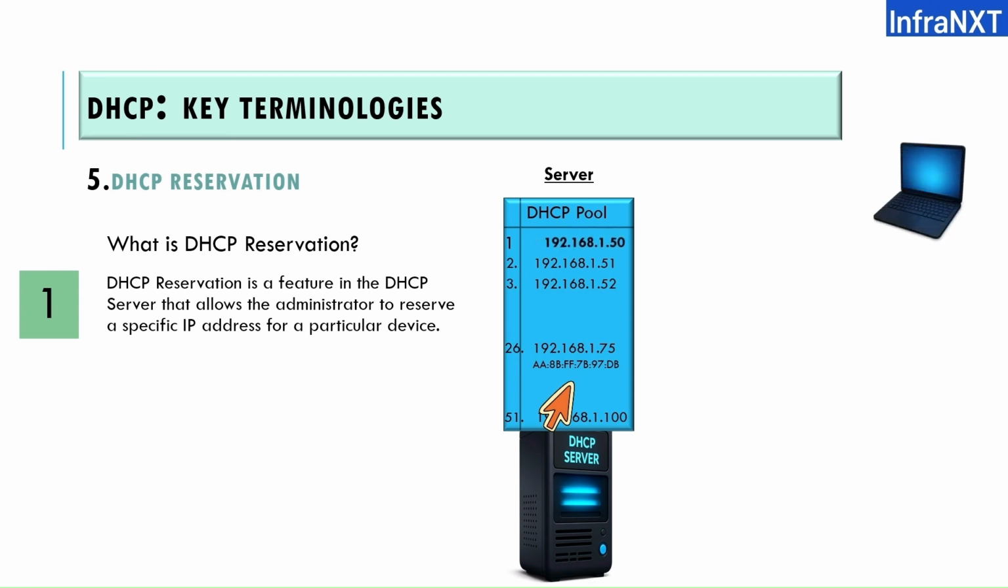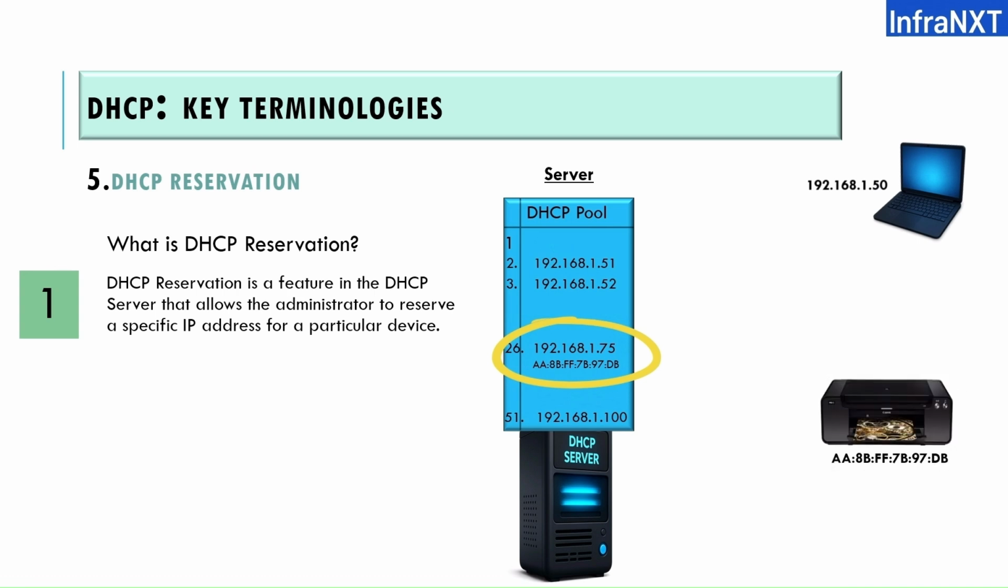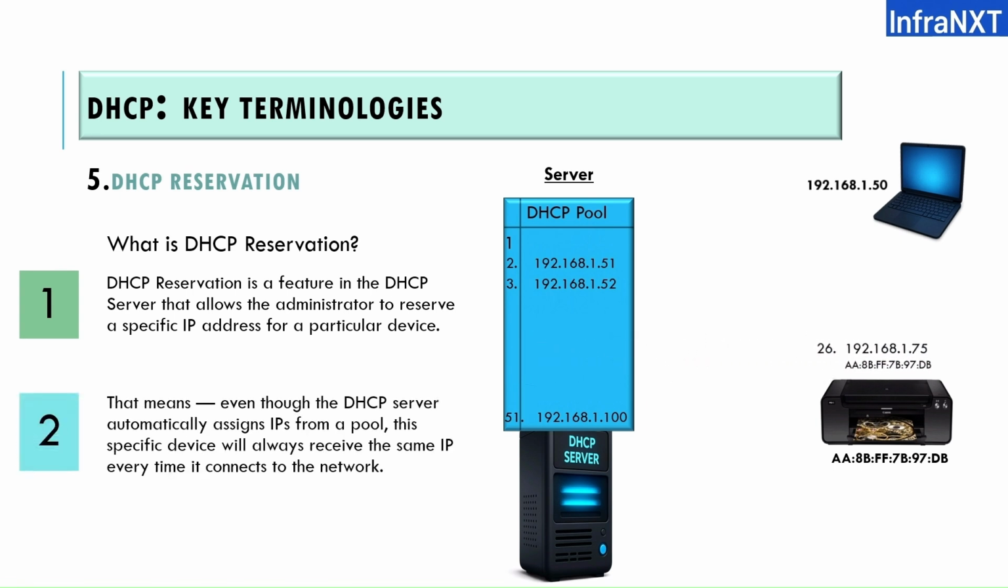That means when a device joins the network, the DHCP server looks for the MAC address of the end device, and if it matches the MAC address defined in the DHCP pool for 192.168.1.75, in our case the printer, that IP gets released. That means even though the DHCP server automatically assigns IPs from a pool, this specific device always receives the same IP every time it connects to the network.